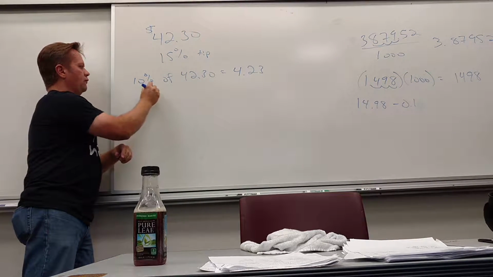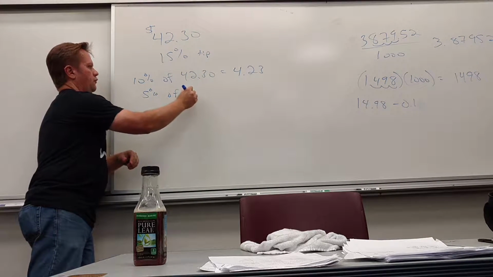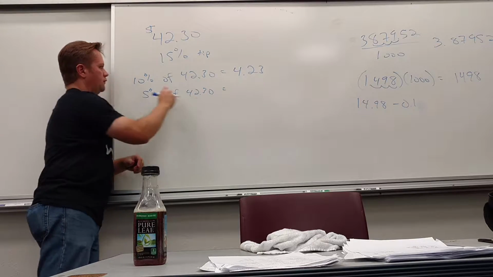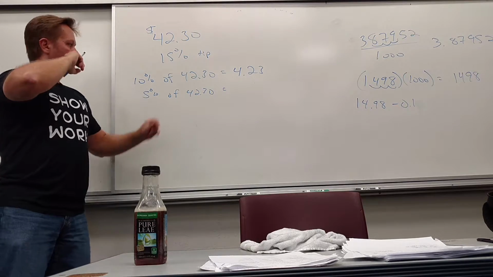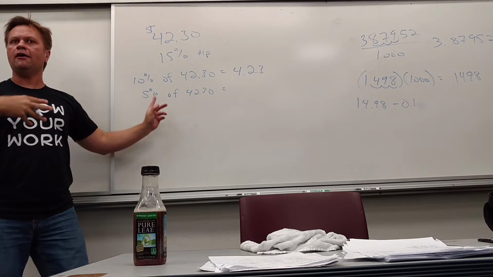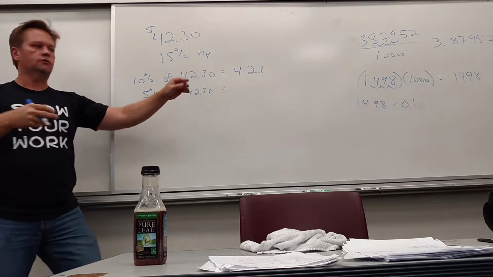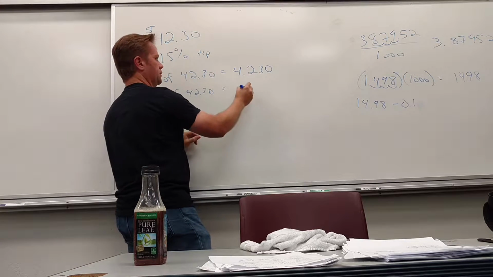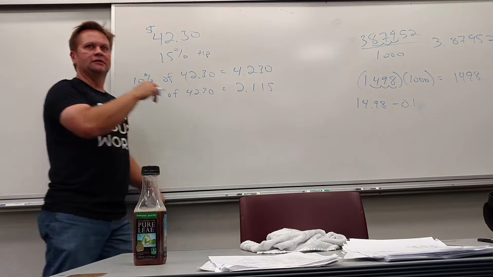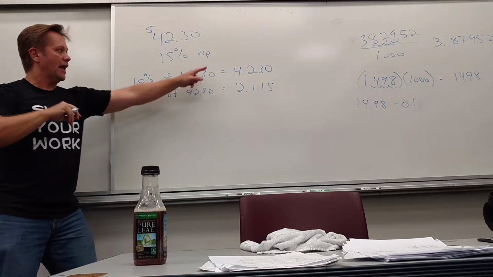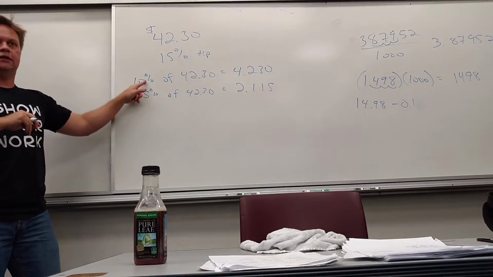So what's 5% of $42.30? If 10% is $4.23, 5% is going to be half of that. Right? So it'll actually be 2.115. So now if I add these, won't I end up with 15%?